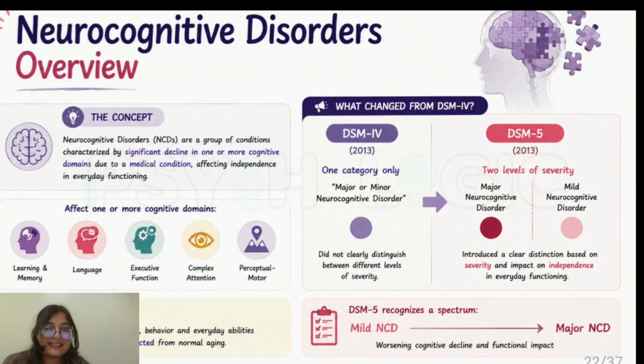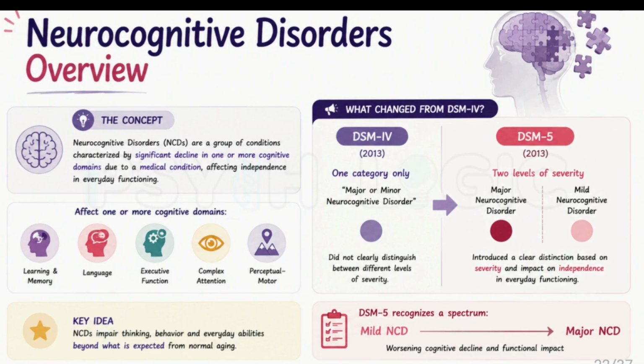With this, let's start with neurocognitive disorders. Okay, to have a very brief overview of neurocognitive disorders: unlike personality disorders, they are not about how the person has always behaved. Instead, they're about declining cognitive functioning. The term is decline. There is a significant decline in cognitive domains, like a 70-year-old healthy person who has always managed everything on their own.